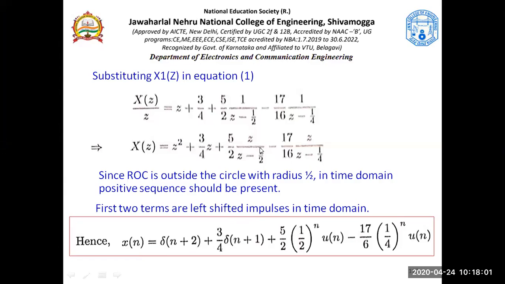Why does the ROC need to be looked at here? Because z by z minus 2 is the z transform of half power n u of n, as well as the z transform of minus half power n u of minus n minus 1. For both the positive time exponential and the negative time exponential, it is the same z transform, but they differ in ROC. If it is negative time, the ROC is inside the circle. If it is positive time, the ROC is outside the circle. That's why with these two, we need the idea of region of convergence. With the first two terms, it's not needed. I hope that's clear to you now.